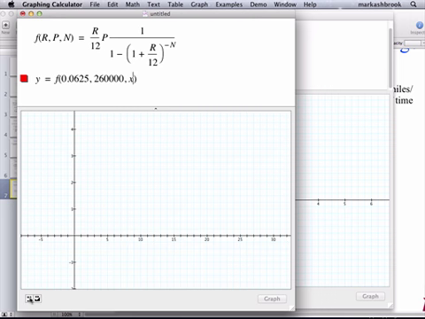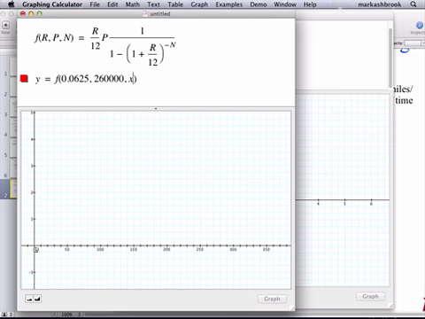180, 360, right, so like a 15-year loan would be 180. A 30-year loan would be like 360. Okay, so this is a nice scale to look at number of payments. I still don't see anything. Why not? What's the output? What's the output of this function? What quantity does it represent?